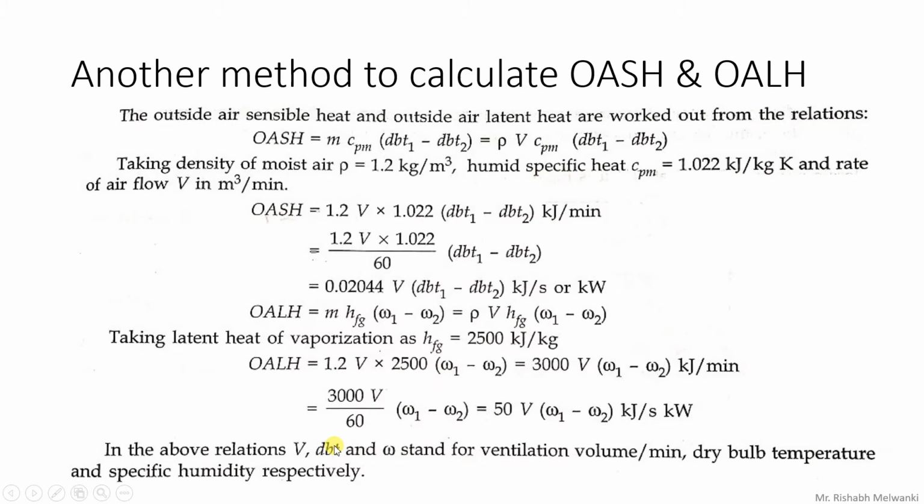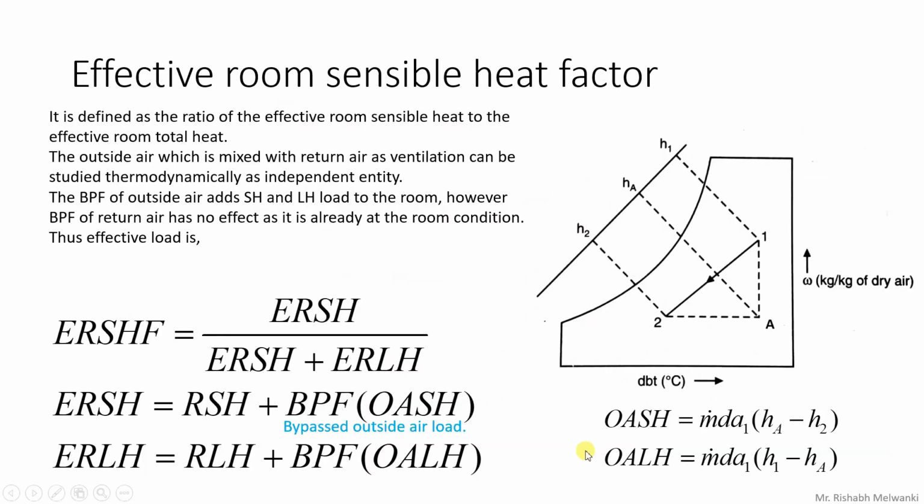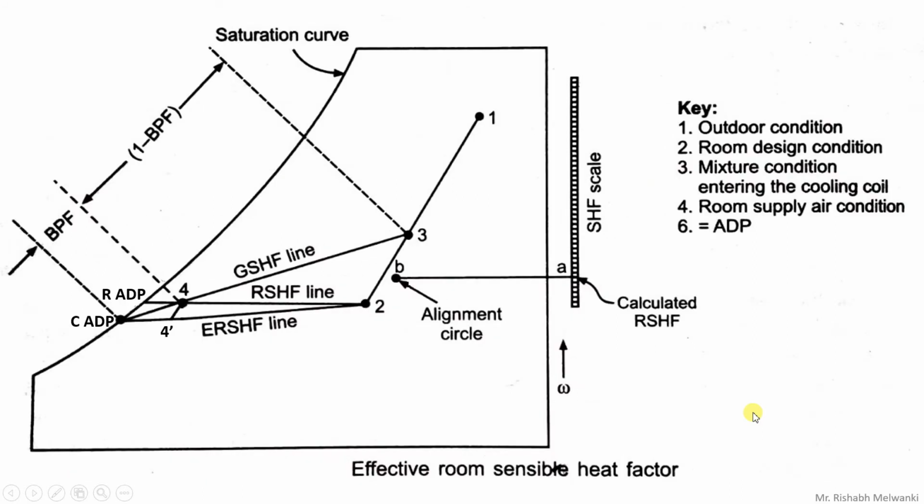Now we will see another method of calculating outside air sensible heat and outside air latent heat. This type of method you will find in many of the textbooks, but we are not going to follow this method. We are going to calculate outside air sensible heat and latent heat using this method in our lectures. Next, this diagram is very important. Now we are going to look at this diagram in a partial way. We are not going to cover this point 4 dash today. Okay, in next lecture we will see this point 4 dash.